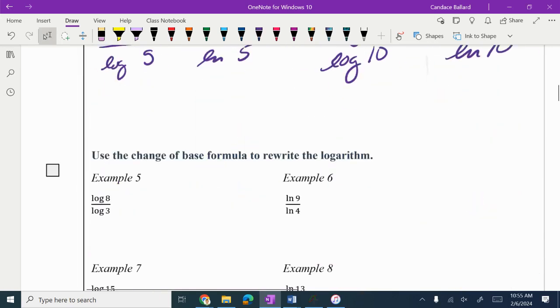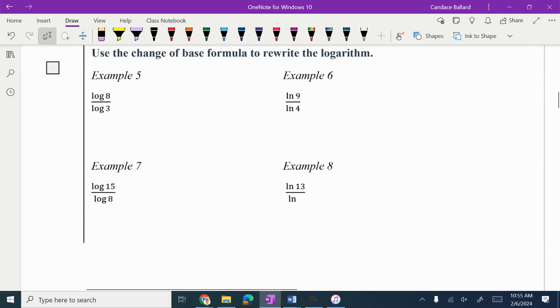All right. We're going to go backwards now. We're going to use the change of base to rewrite the logarithm. So I got to go backwards and make it look like log base something of something. So remember, the base number is on the bottom. So log base what this time? This is going to be your base number on the bottom. So log base 3, and then this is the big number on the top here. So log base 3 of 8. I'm just reversing the property.